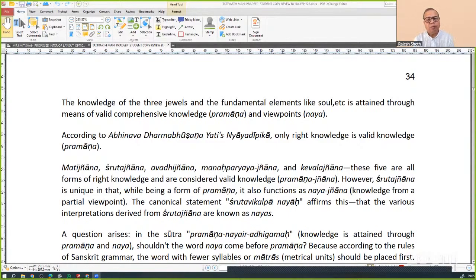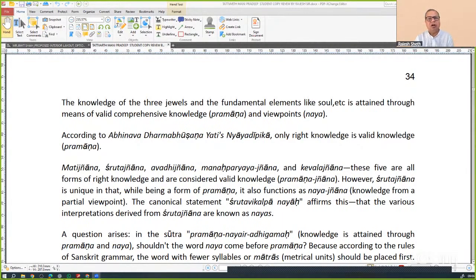So these viewpoints are part of scriptural knowledge. Praman Gyan is also a part of scriptural knowledge, because all the five are Praman Gyan: Mati, Srut, Avdi, Manahparyay, and Keval Gyan. But Shrut Gyan in particular, the scriptural knowledge, is also a Praman, and it also contains the viewpoints.